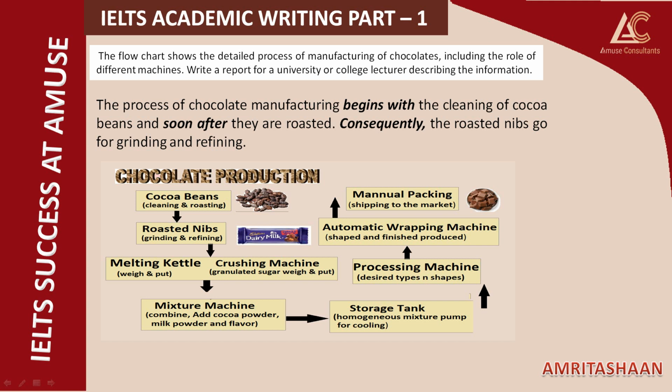So the process of chocolate manufacturing begins with, and the highlighted words are the sequencers that we need most importantly. The process of chocolate manufacturing begins with the cleaning of cocoa beans and soon after they are roasted. Consequently, the roasted nibs go for grinding and refining. I hope you could understand it.